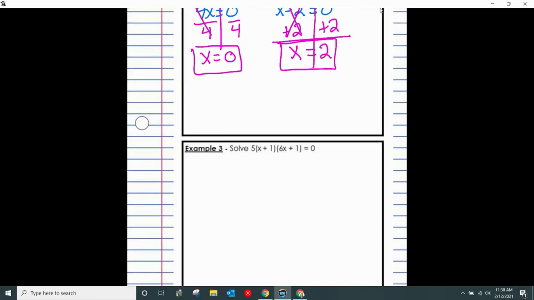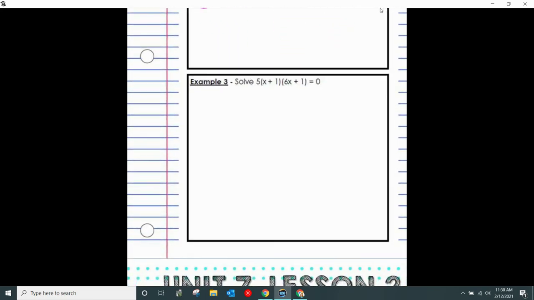Let's try this one more time. Remember, you're just setting each piece equal to 0. So I see I have a 5 out front, so I have to set that piece equal to 0. Then I have an x plus 1. I have to set that equal to 0. Then I have a 6x plus 1, so I have to set that too. So this one has 3 pieces, so I'm going to have to solve 3 little equations.